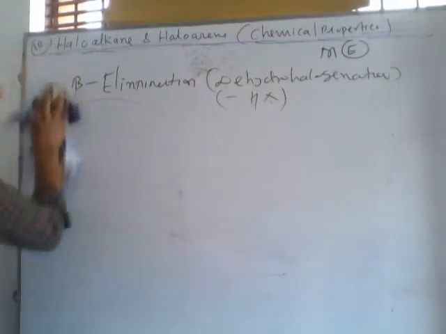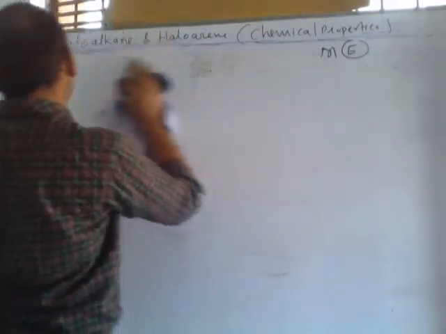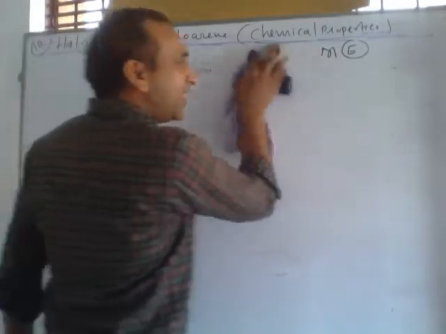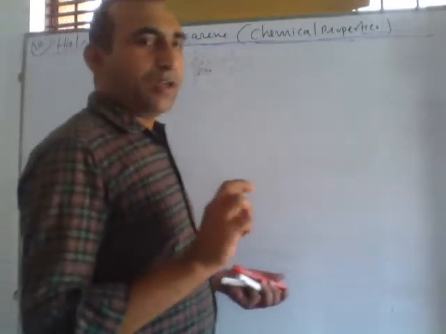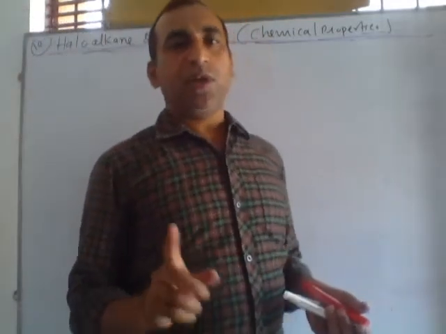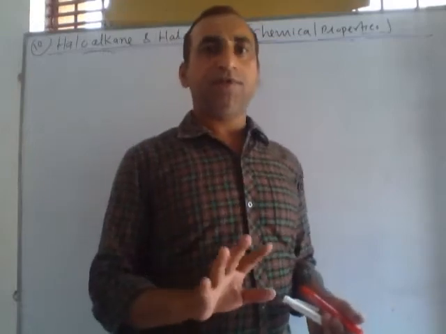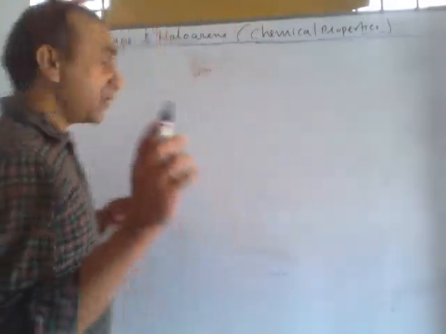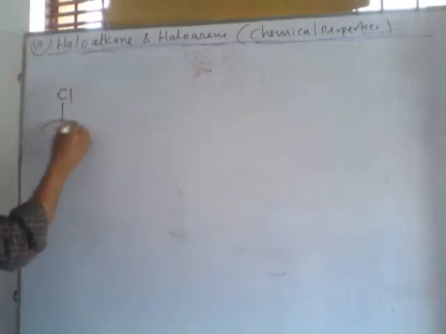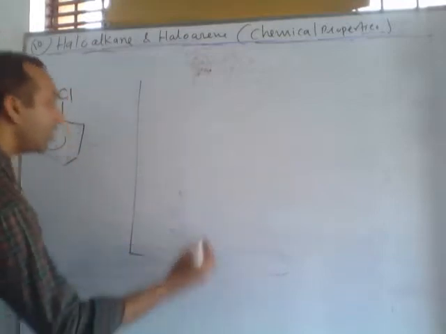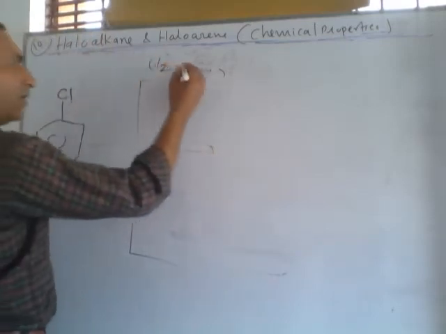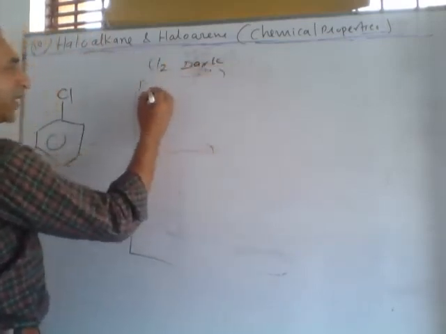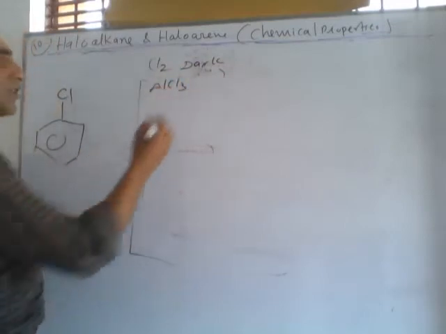We are studying the reactions of RX, and the trick is MEEN. So first is the reaction of metal, second is the elimination reaction, beta elimination, also known as dehydrohalogenation reaction. Third one is ESR, electrophilic substitution reaction. Remember, this is chlorobenzene. In chlorobenzene, if we react chlorine in the dark, in the presence of a catalyst like AlCl3, otherwise FeCl3.